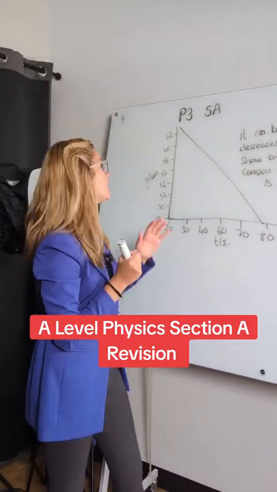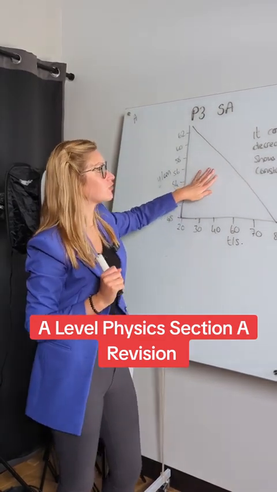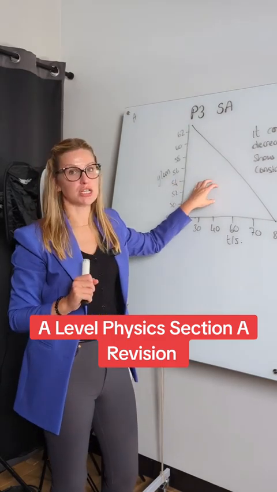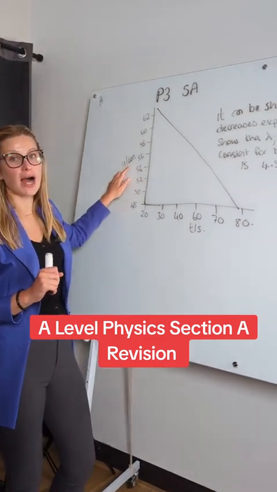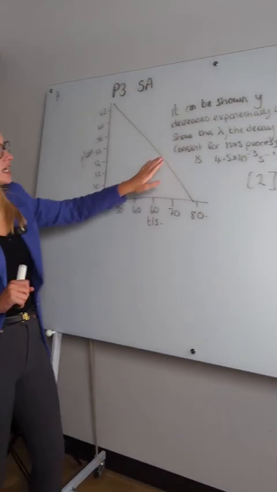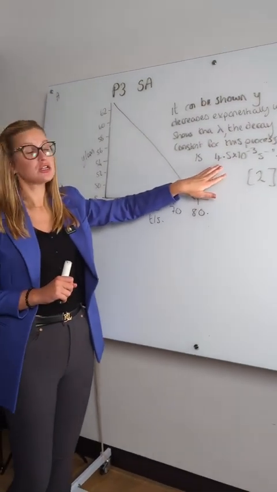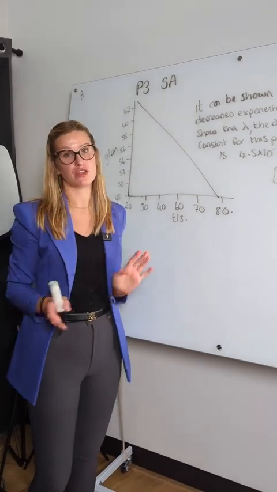So what we're going to do now is some Paper 3 Section A about graphs, okay? So this graph, what they said, is data from a student. They said that it shows that y can decrease exponentially with t, and the question said, show that the decay constant for this process is this number, okay? So the key thing is for Paper 3, they're assessing you on everything in physics, right?